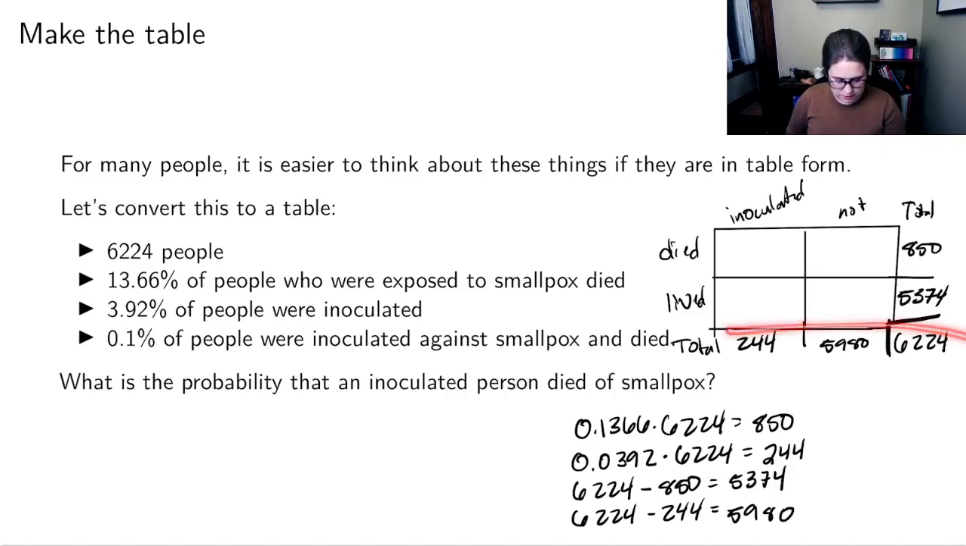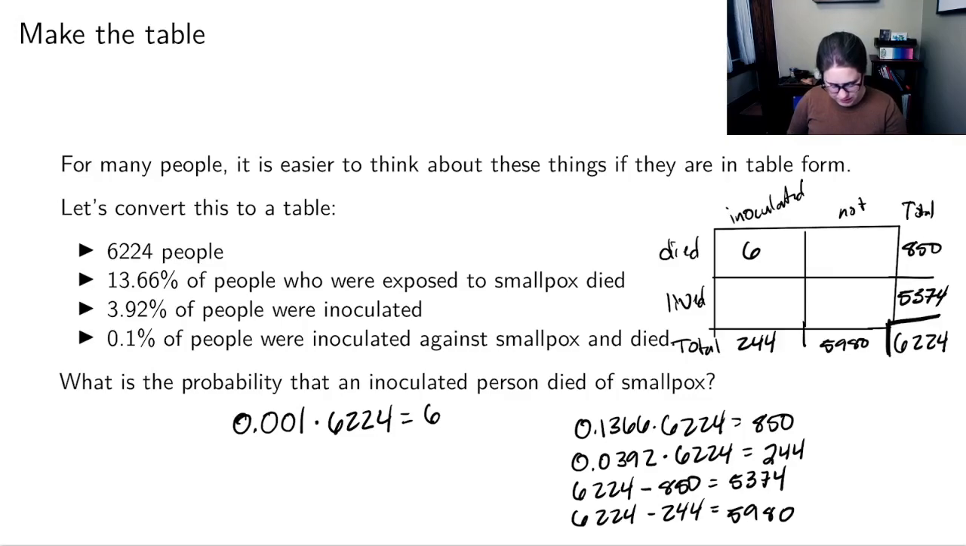Sometimes we call these the margins because they're kind of on the edges of the table. And we need some numbers in the middle of the table to be able to fill out the rest of the table. And so that's where this last number comes in, the 0.1%. 0.1% of people were inoculated against smallpox and died. Because that has an "and," I can actually just put it into this space. So they died and they were inoculated. And so I can do the same kind of multiplication that I did before. 0.001 times 6,224. That's about 6 people. 6 people here. They died and they were inoculated.